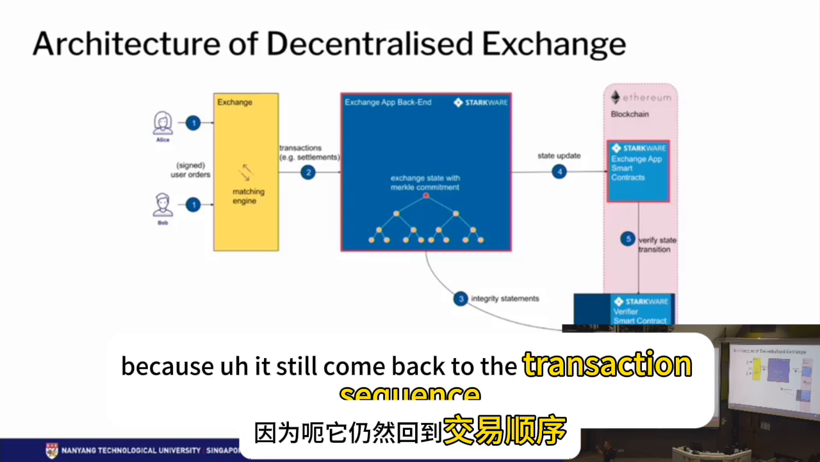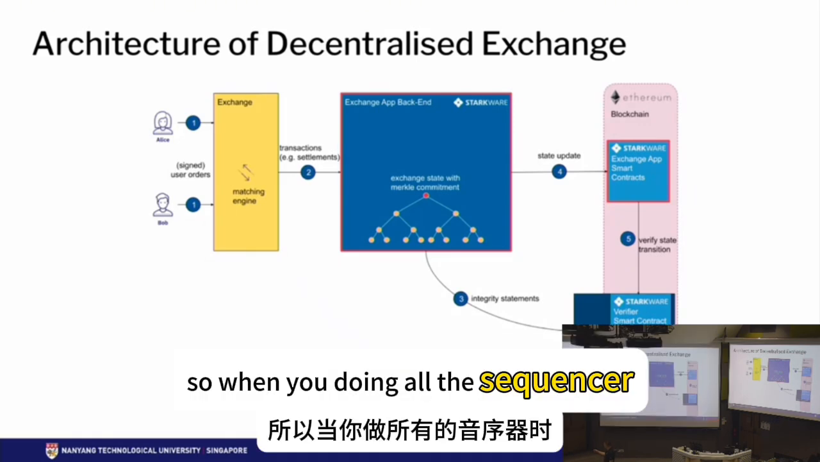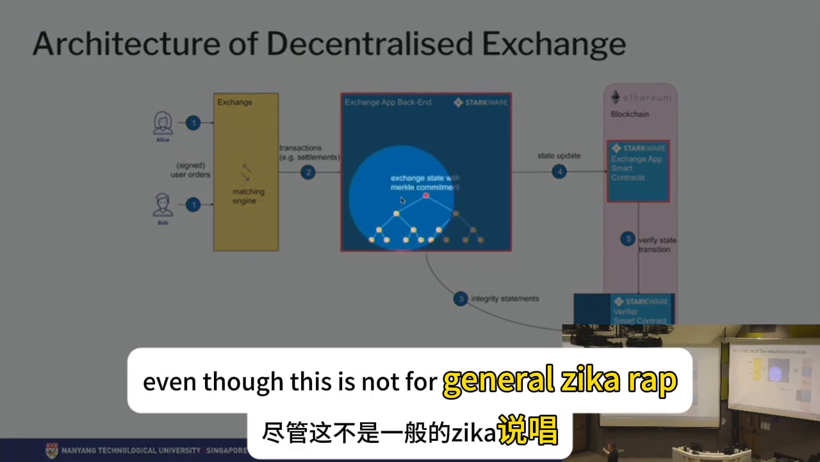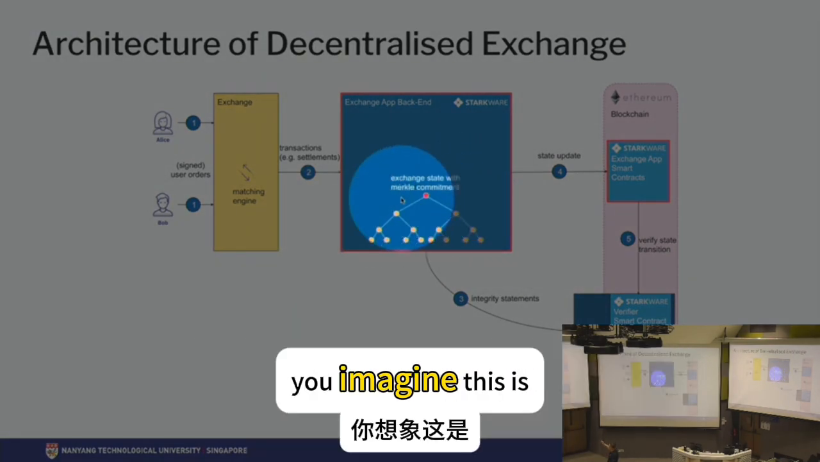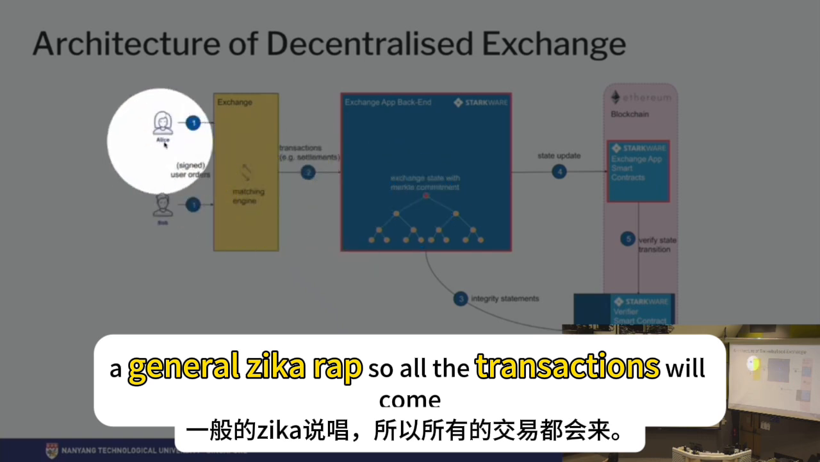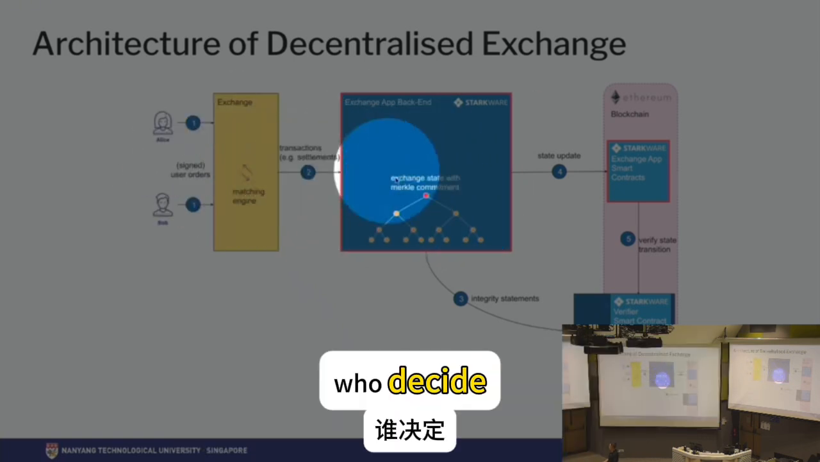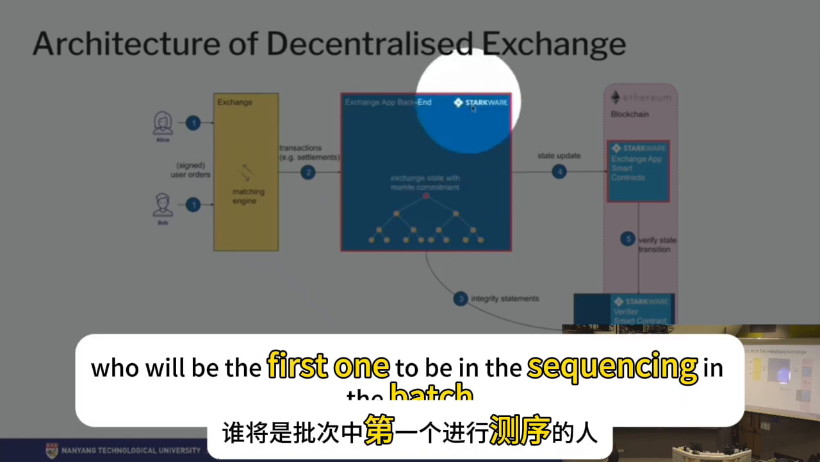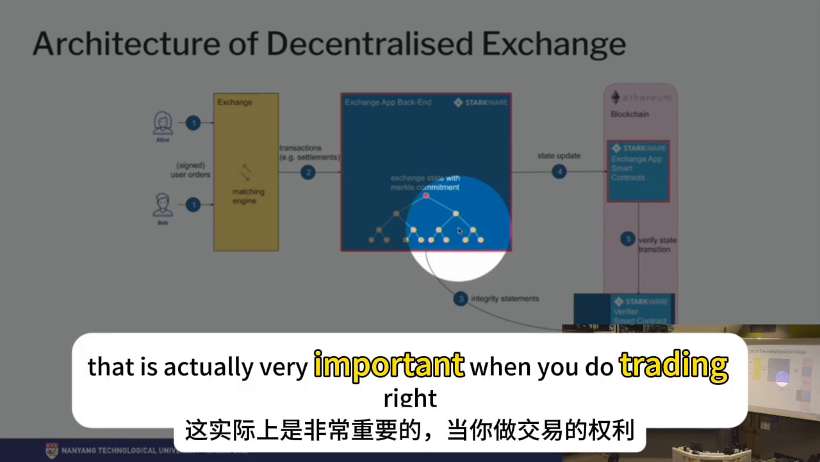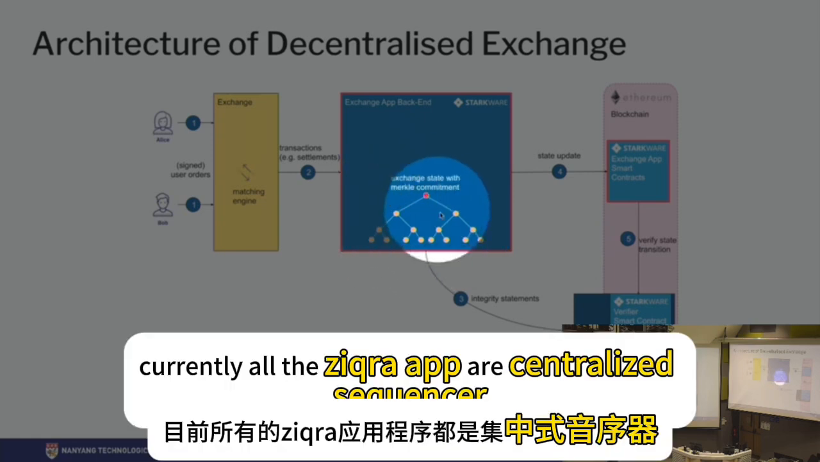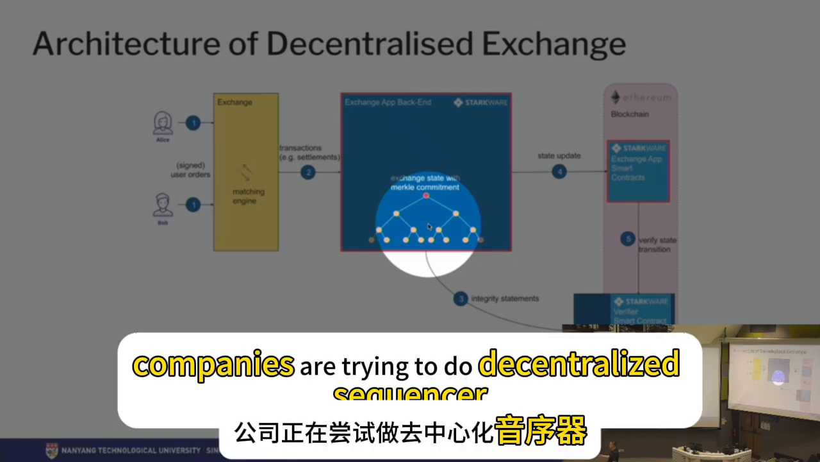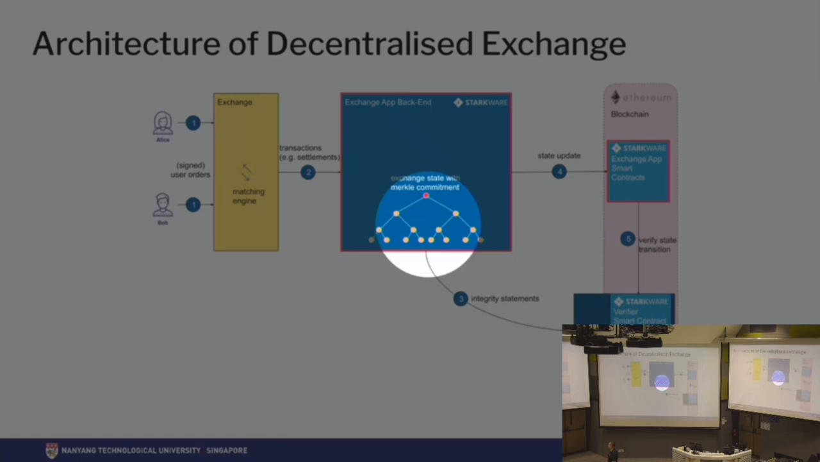why even ZK VM, ZK rollup solutions need to be decentralized is because it still comes back to the transaction sequence. So when you're doing all the sequencing, imagine this is a generic ZK rollup. All the transactions will come. Who decides who will be the first one in the sequencing, in the batch? That is actually very important when you do trading, right? So that's why currently all the ZK rollups have a centralized sequencer. Companies are trying to do decentralized sequencers, like Reddio.